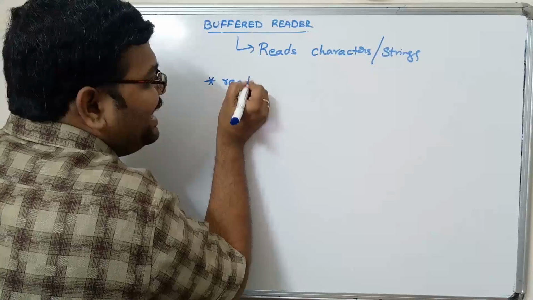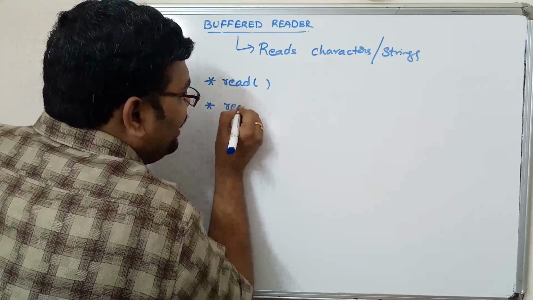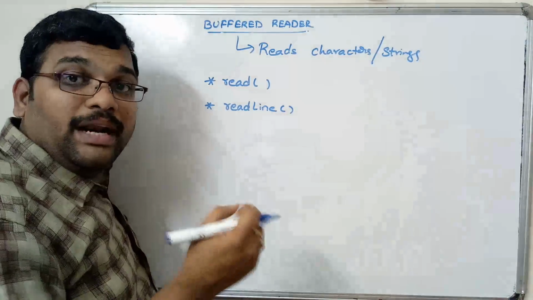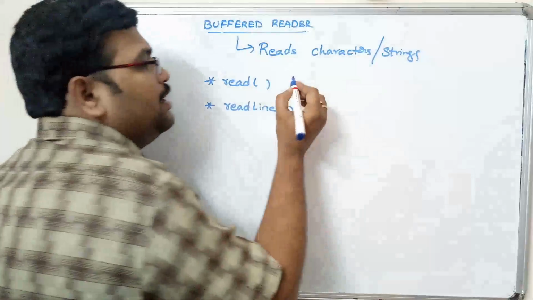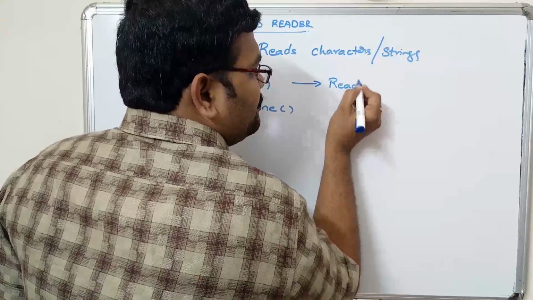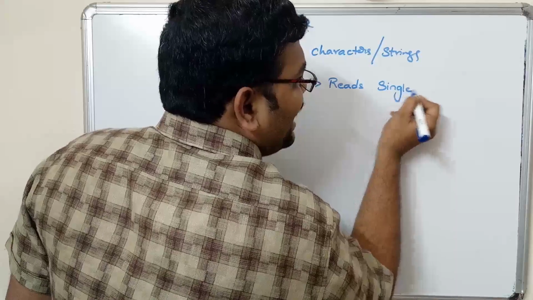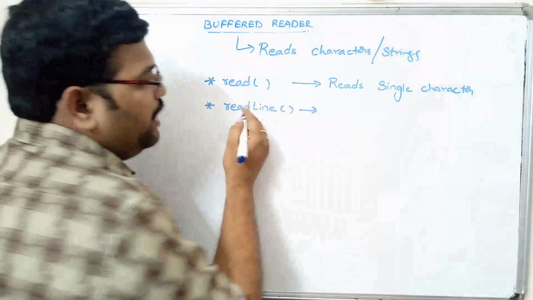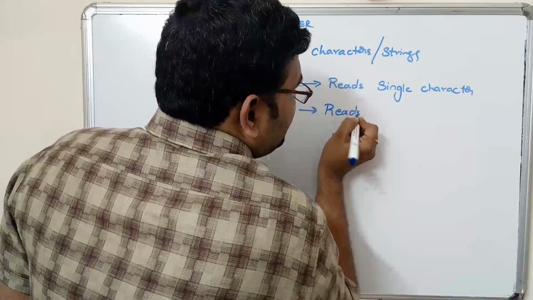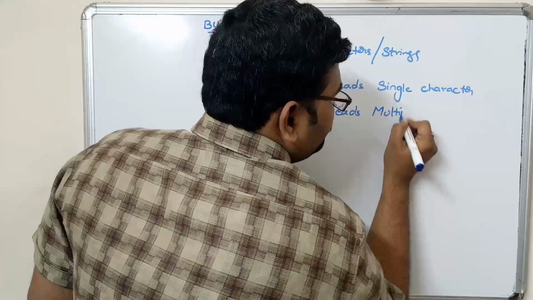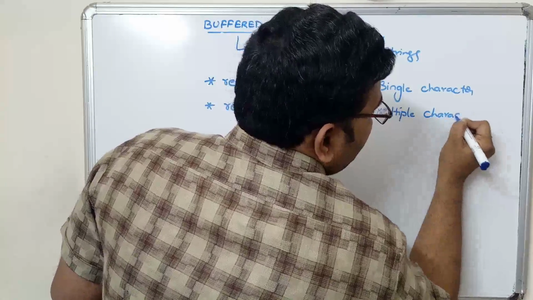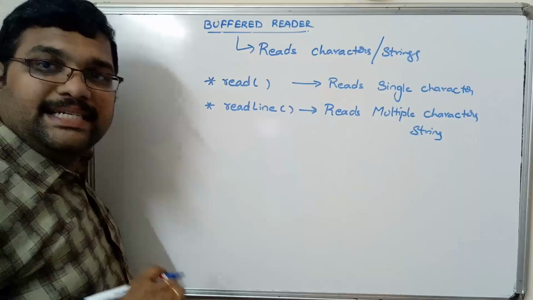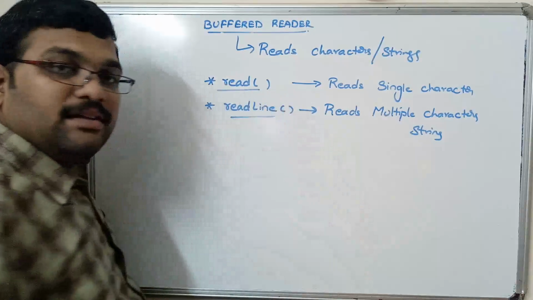The methods are read and readLine. There are two methods available in the BufferedReader class to read the input. One is read: it reads a single character. And if we want to read multiple characters, then we have to use readLine. It reads multiple characters, simply we can say a string. So readLine is used to read a string. So how to implement this readLine?